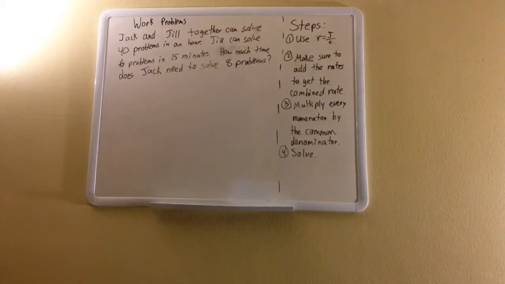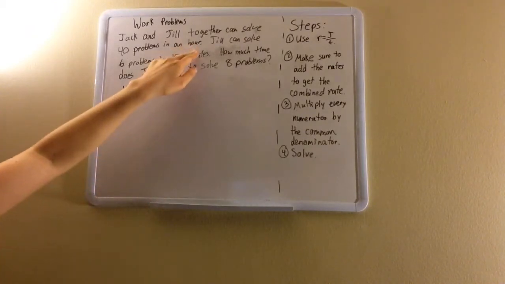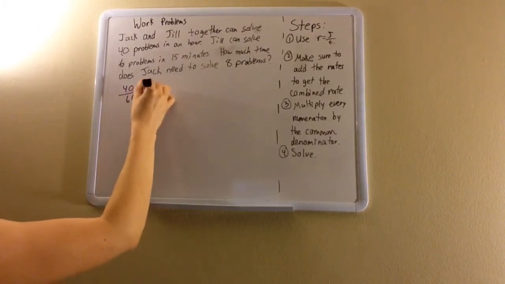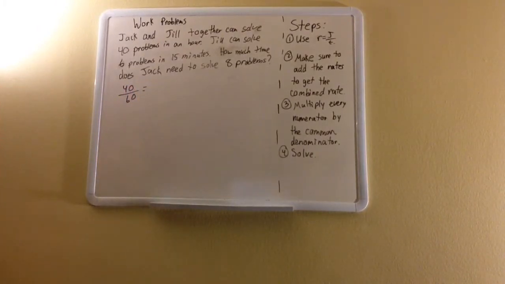So we have Jack and Jill. Together they can solve 40 problems in an hour. So 40 problems would be the job. So 40 over, and we talk about an hour here, which would kind of be 1, but we also talk about minutes here. So I'm going to say that instead of being 1, an hour is going to be 60, because there's 60 minutes in an hour. So this is going to be 40 over 60 equals. The reason I'm putting the equal sign here is because that's the combined rate. They're doing this together. And we are adding the other two rates together.